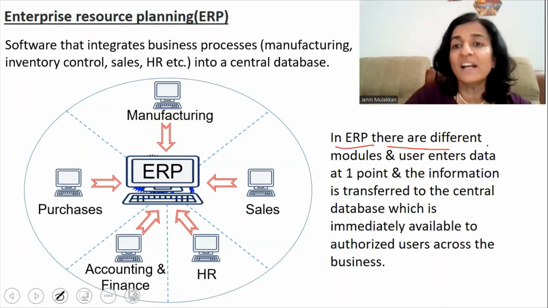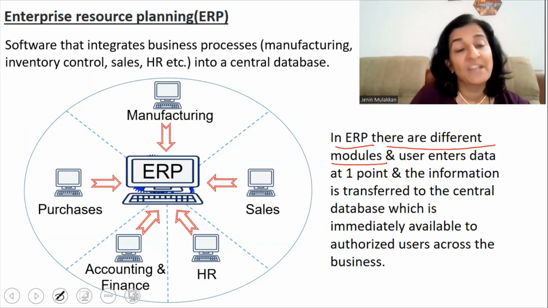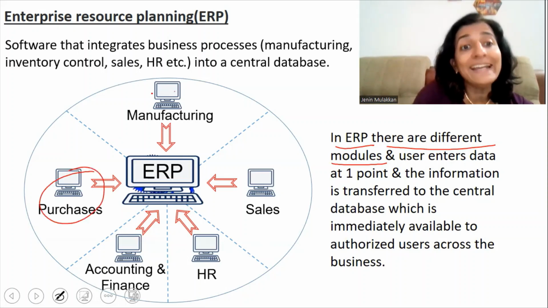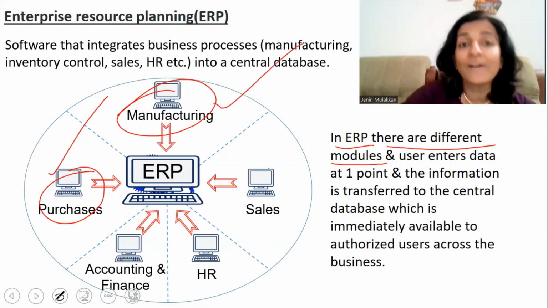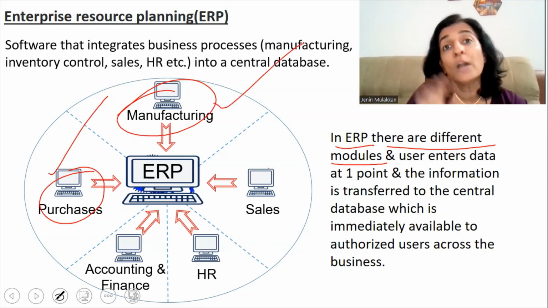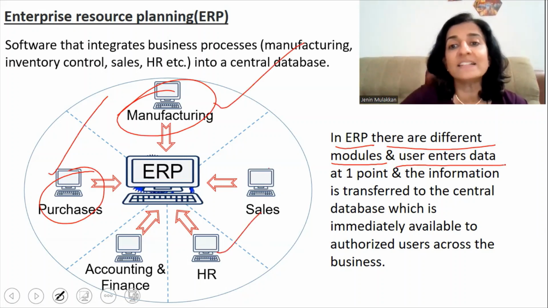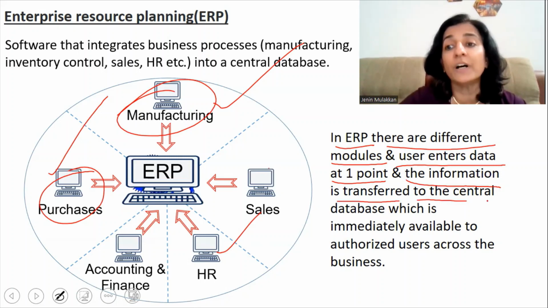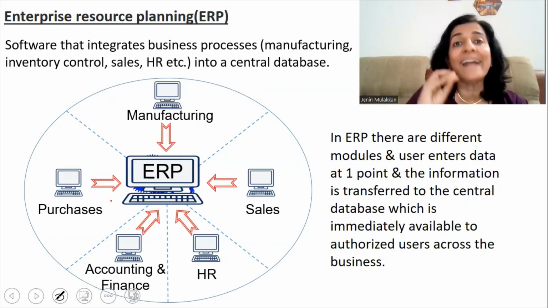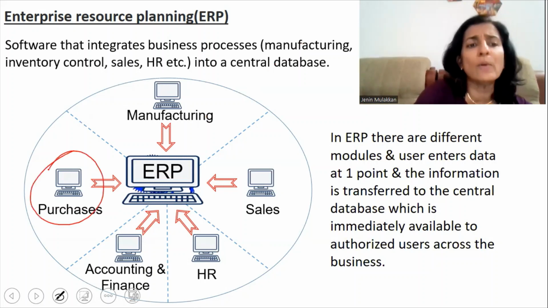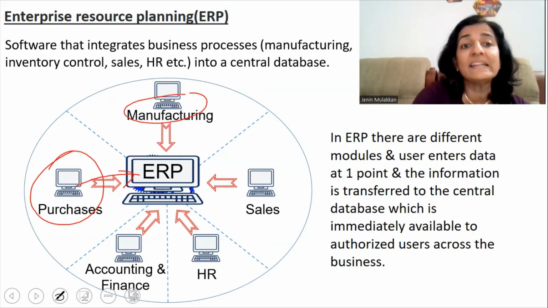In ERP, there are different modules. There are different modules for each department. That is, a purchase department will have a different module. Manufacturing department will have a different module. And the user enters data at one point only. And the information is automatically transferred to the central database. Once the user enters the details in any of the modules, it gets updated in the central database.